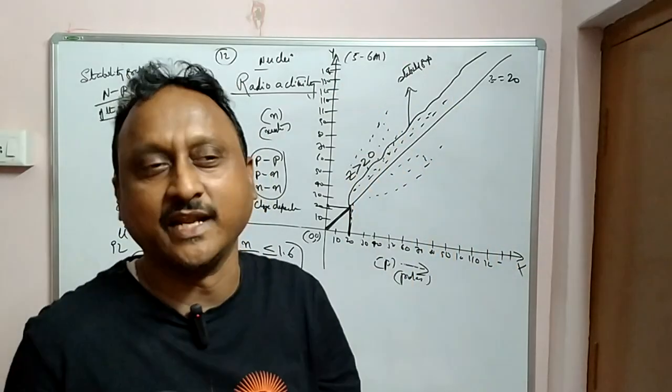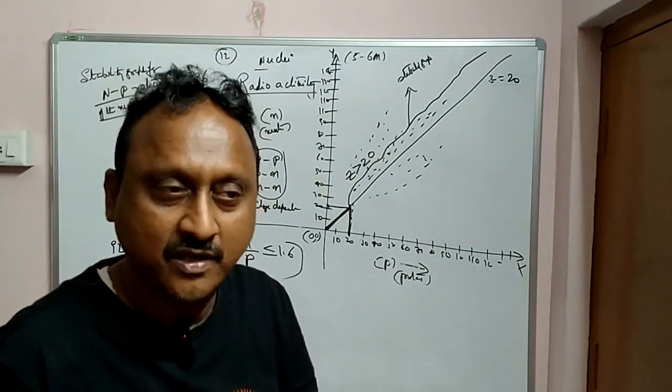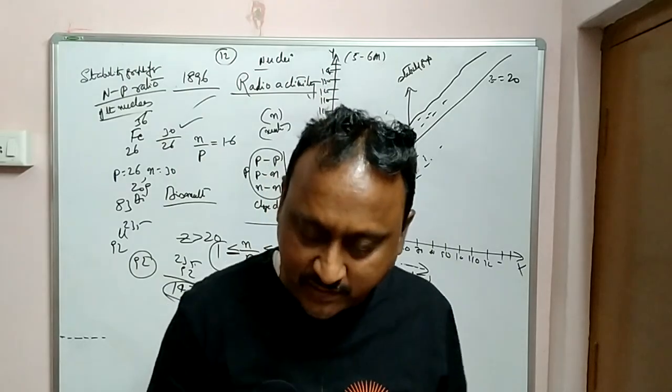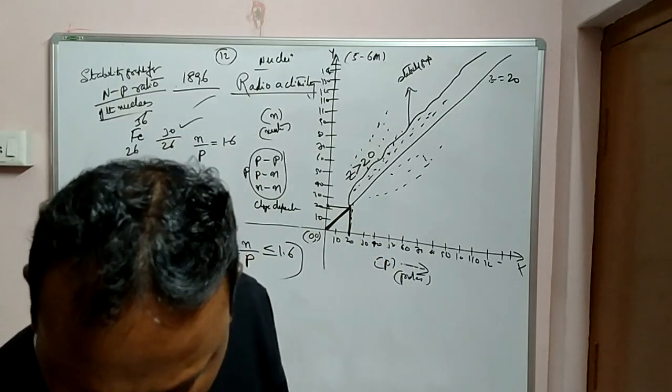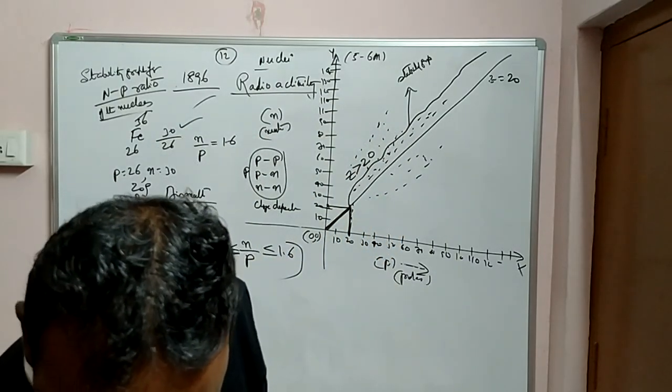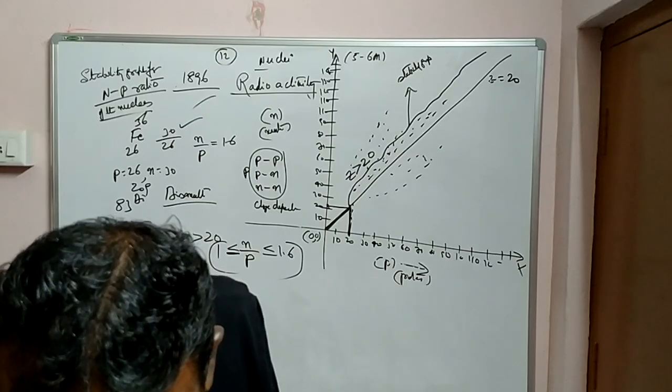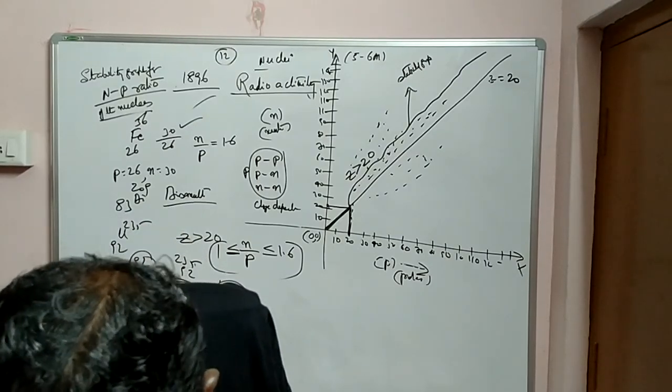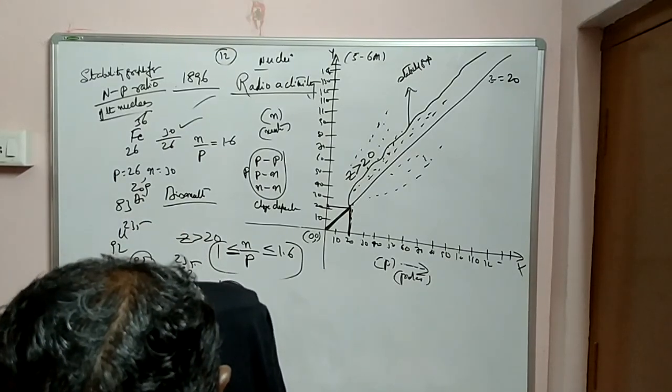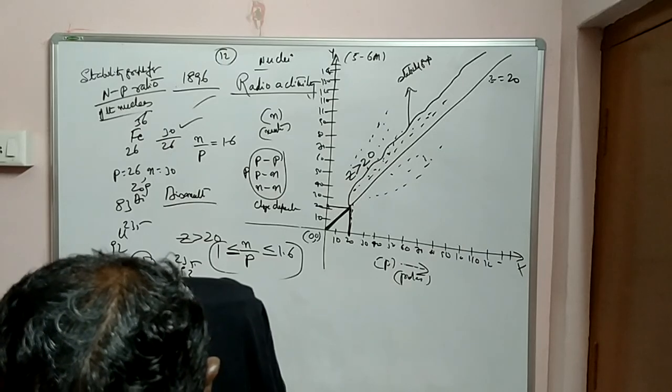Later on in the class I will be telling what fission and fusion are. So instability of the nucleus is mainly what causes the fission or fusion reactions. Clear? So have you understood this stability belt? Any doubt?